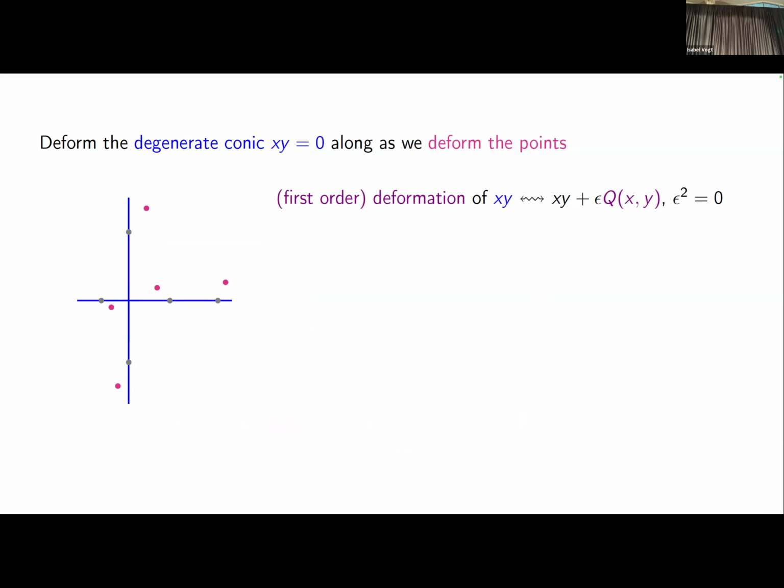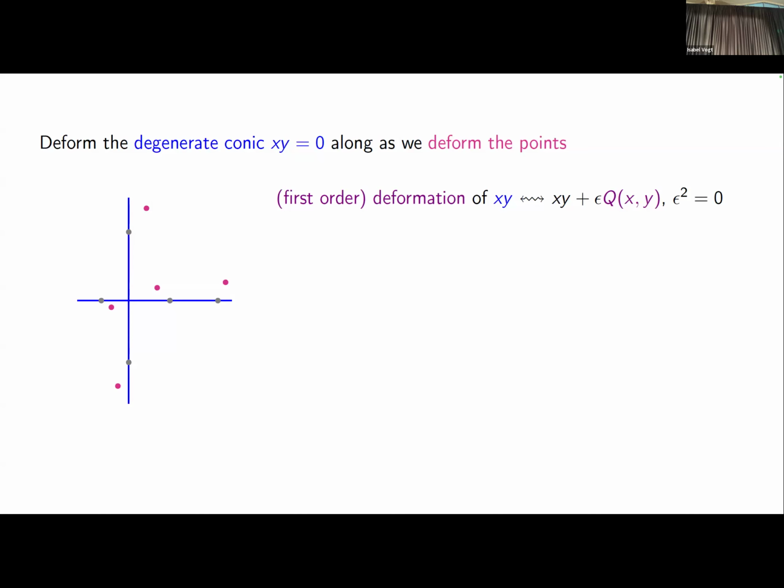And the reason why this is easier than the general case is because we can use the equations. We have equations in the plane. So a first order deformation of the conic specified by xy equals 0, well, I just have to add a really small parameter times some other quadratic polynomial in x and y. And this is a first order deformation, so I'm going to assume I'm adding an epsilon multiple where epsilon squared is 0. Okay, so I want this deformed conic to pass through my deformed points.